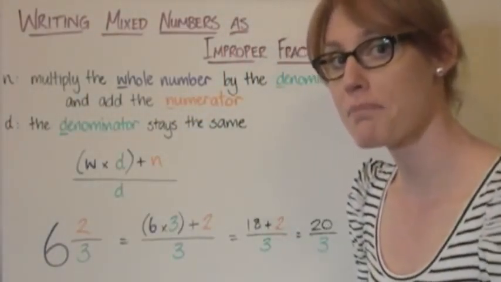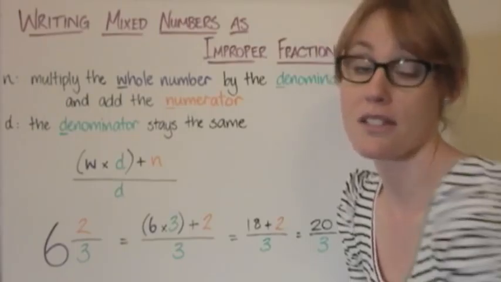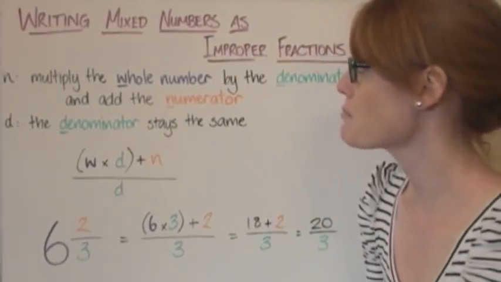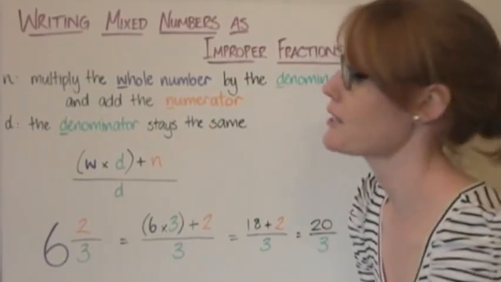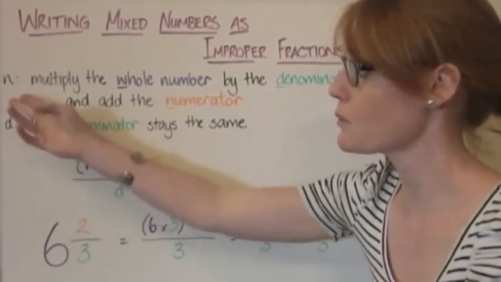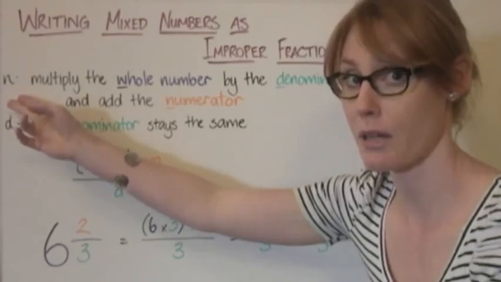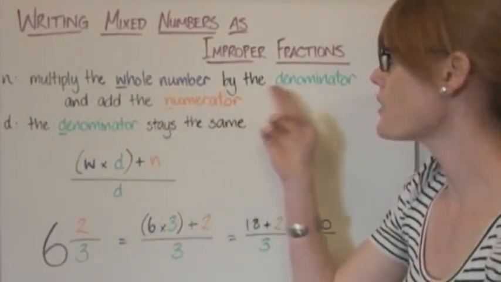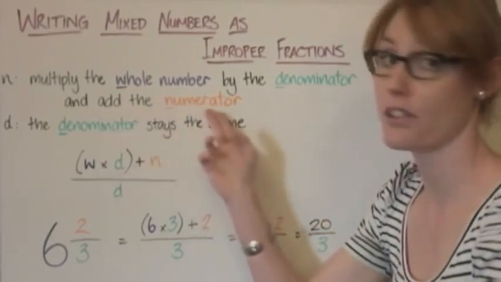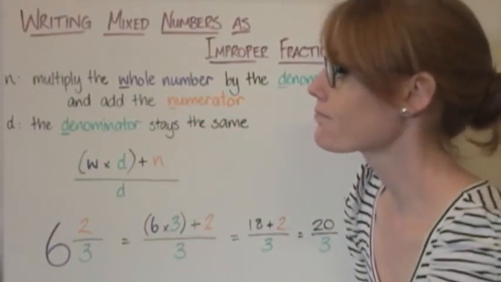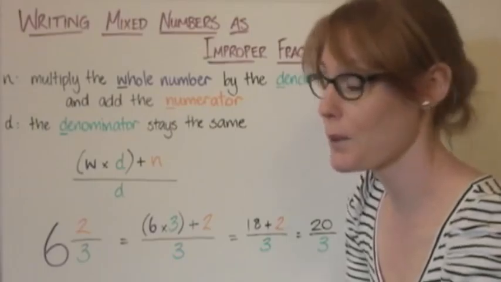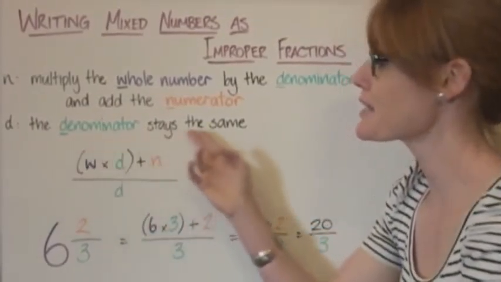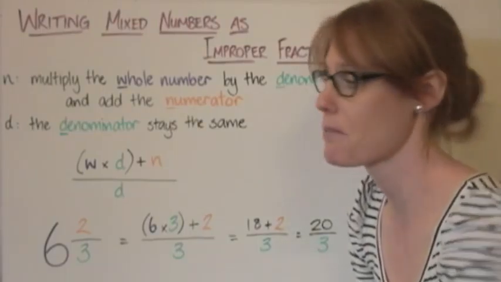So how do you write mixed numbers as improper fractions and vice versa? Let's take a look. When writing mixed numbers as improper fractions, to find what the numerator would be for your improper fraction, you multiply the whole number by the denominator and add the numerator. To find out what the denominator would be in your improper fraction, well, that's easy because it would just stay the same as it was in the mixed number.